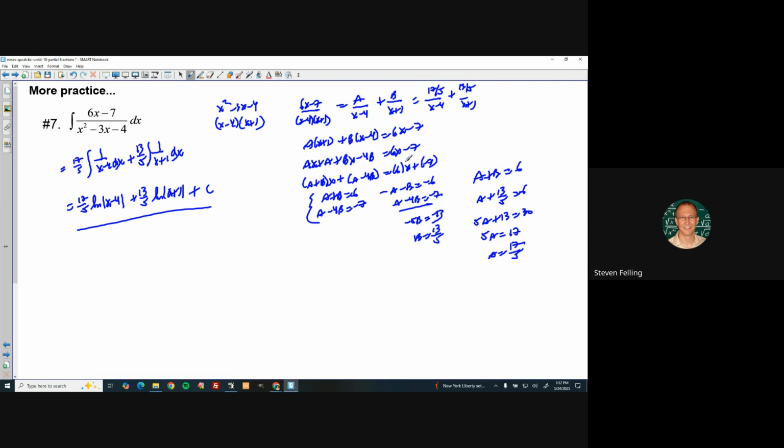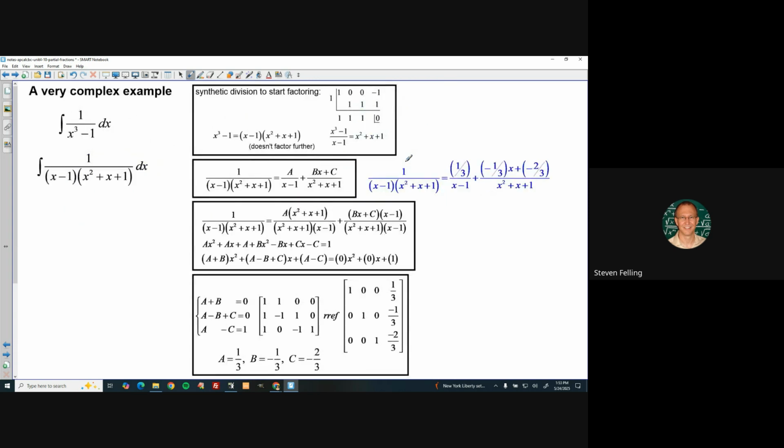All right. I think the only other thing I have here is I'll walk you through one more complicated example, although this would be more difficult than you would see on our tests or on the AP exam. Let's say you had something innocuous, just the integral of 1 over x cubed minus 1. Well, first, how would you factor that?